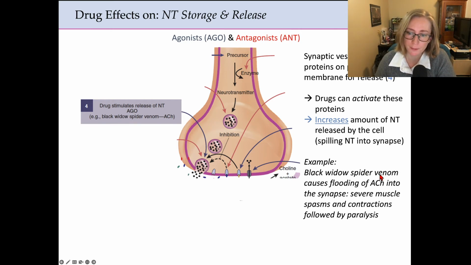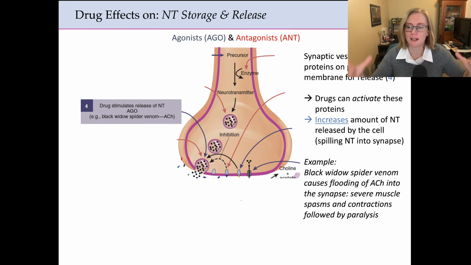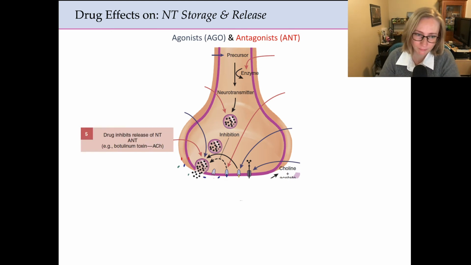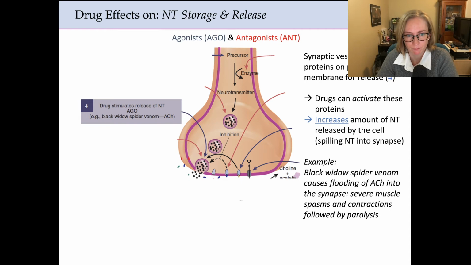So black widow spider venom causes flooding of acetylcholine into the synapse. This results in severe muscle spasms, contractions, right? Once all the acetylcholine is used up, then it's followed by paralysis because all the acetylcholine was used up. Now there's nothing left. So basically after seizing, and then you're going to have paralysis, including your heart, which is a muscle. Your heart's going to seize up too. Okay. So because it's enhancing the effects of acetylcholine, black widow spider venom is an agonist.